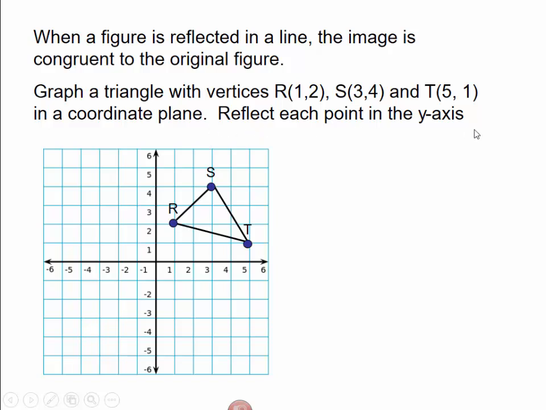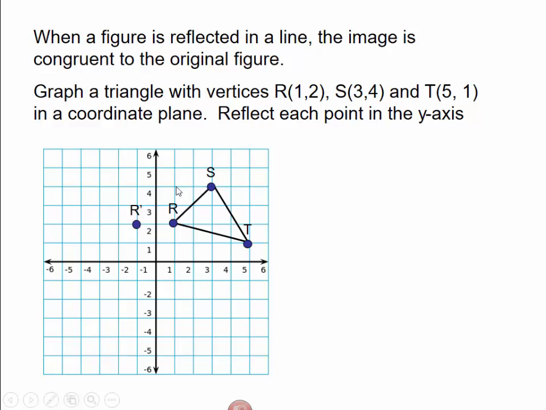Now I'm going to reflect this across the y-axis, which means this is the y-axis. So that means that I count how many places it is from here to here. 1, so then my R has to just be one place there. And we call it R prime, so we know which one our new point is.